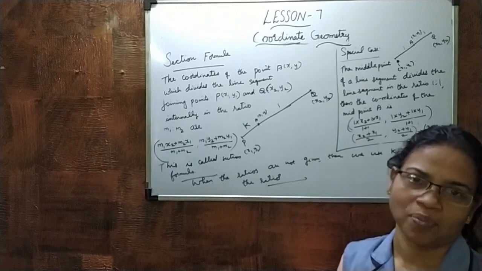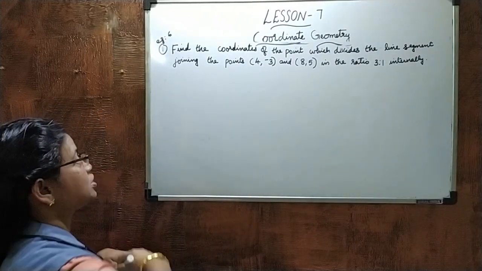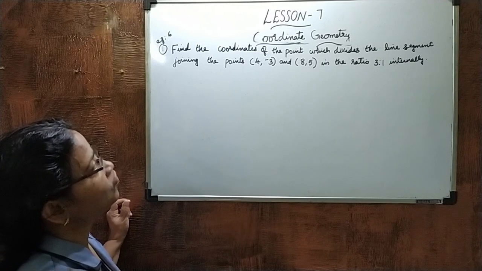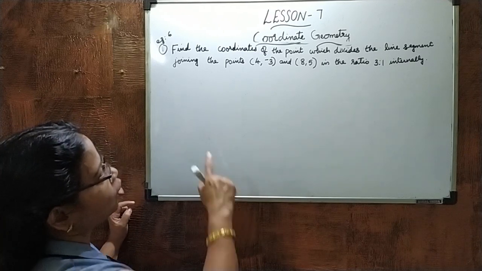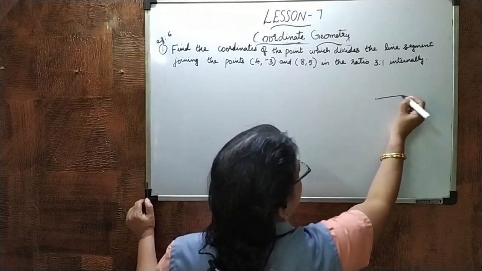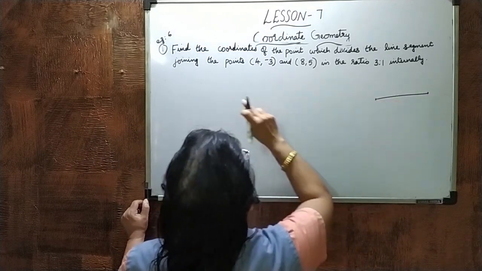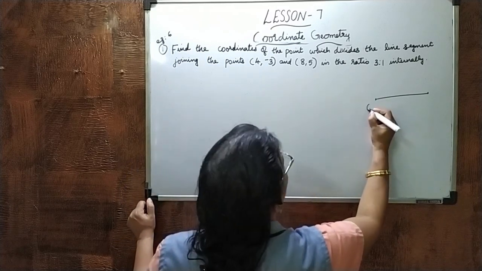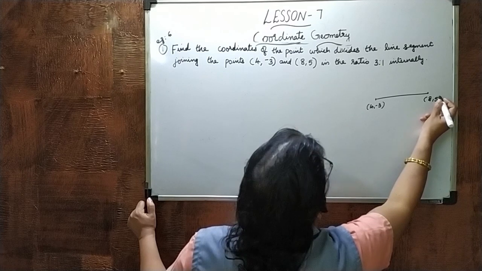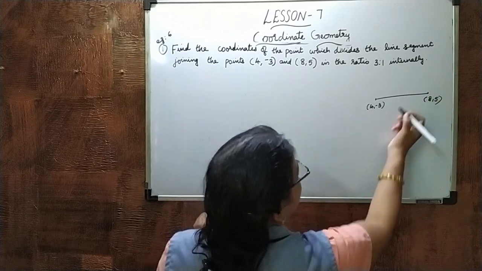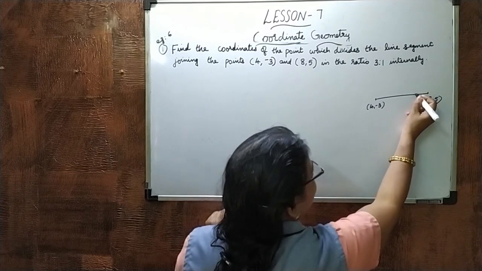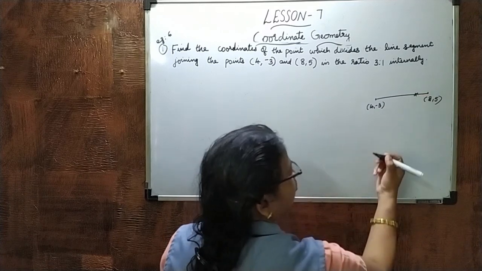Now, we will do some problems. This is example number 6 and we will do it as the first problem. Just read the problem now. Find the coordinates of the point which divides the line segment. So, this is a line segment, right? Join the points 4, negative 3 and 8, 5 in the ratio 3 is to 1. So, find the coordinates of the point which divides the line segment.